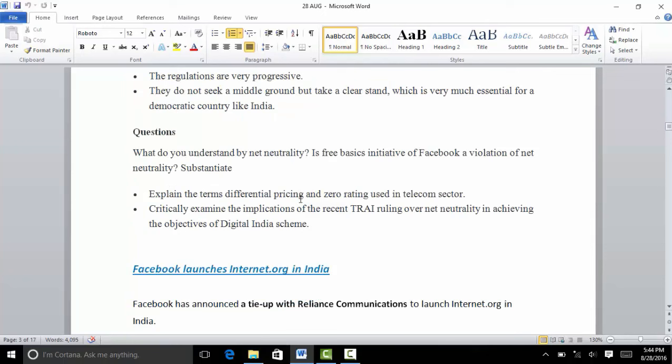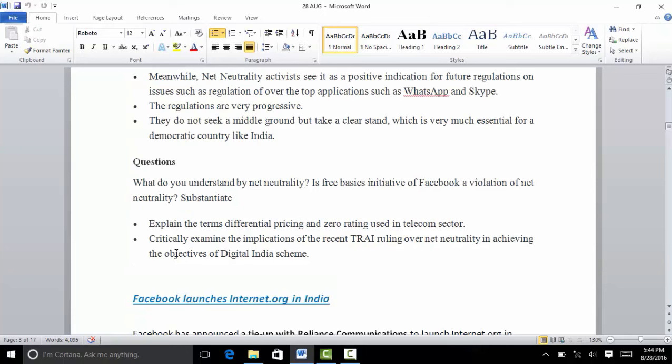Are you familiar with the Digital India scheme? We will discuss it later. So, can you attempt that question? After the first article, there are two questions. One is a straightforward question. One is an analytical question. Explain, critically examine the implication of the recent TRAI ruling over net neutrality in achieving the objective of the Digital India scheme.